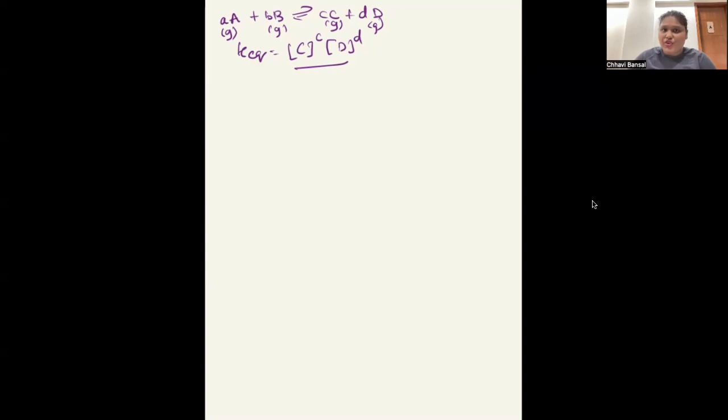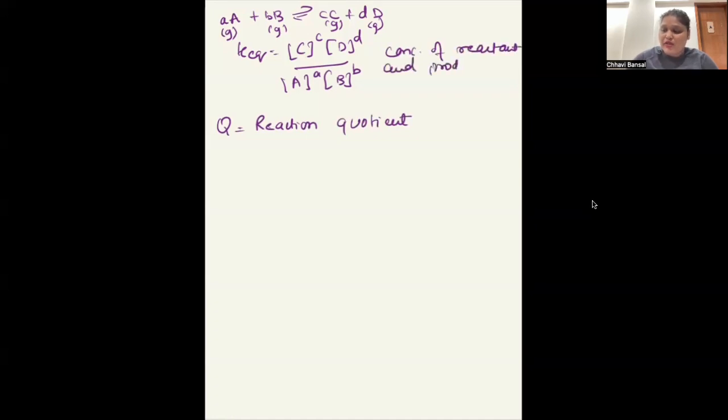It is the concentration of the products raised to their stoichiometric coefficients divided by the concentration of reactants raised to their stoichiometric coefficients. Now, other than this, there is another term called Q. Actually, it is not called Q equilibrium, it is called the reaction quotient. Now, what is the reaction quotient? For example, K equilibrium is calculated using the concentrations of reactants and products at equilibrium, right?